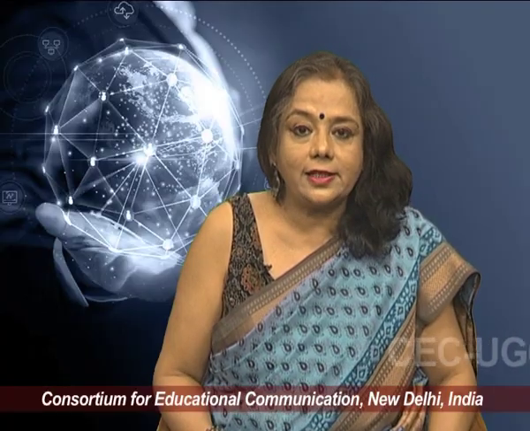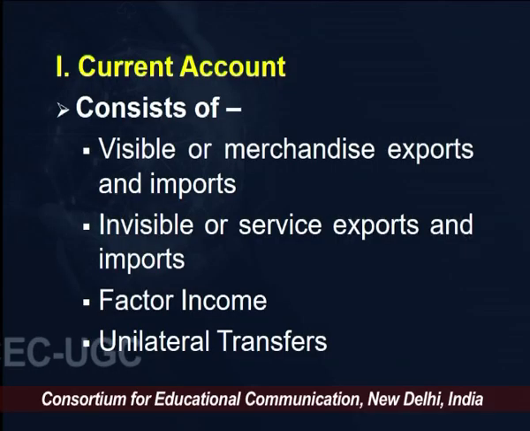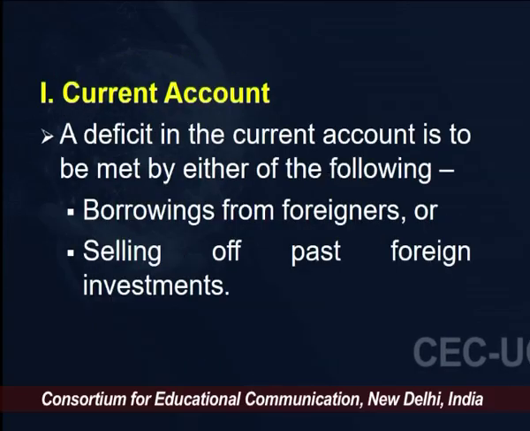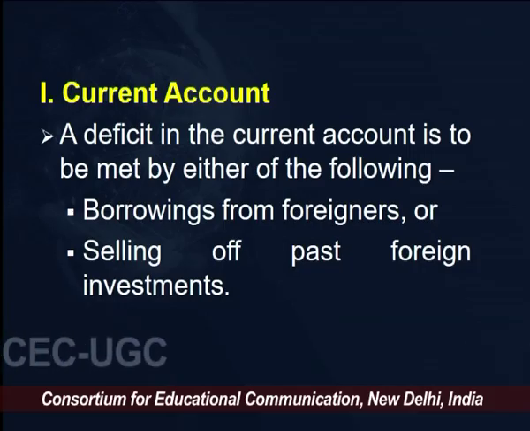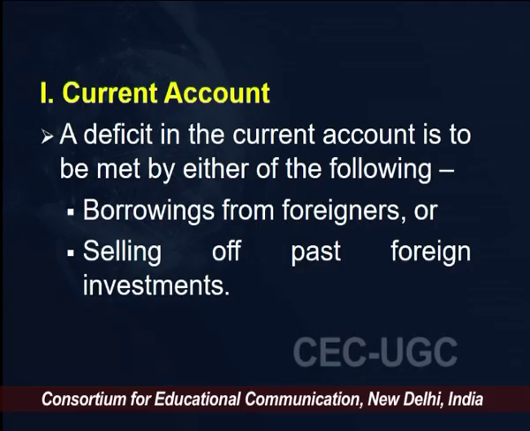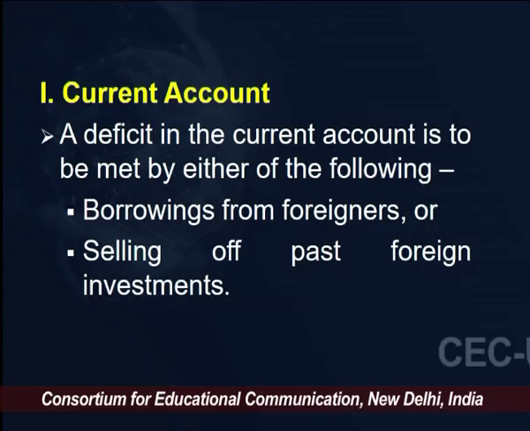Now, we have discussed the current account, which consists of visible or merchandise exports and imports, invisible or service exports and imports, factor income, and unilateral transactions are made part of current account only. A deficit in the current account is to be met by either of the following: borrowings from the foreigners or selling of past foreign investments.